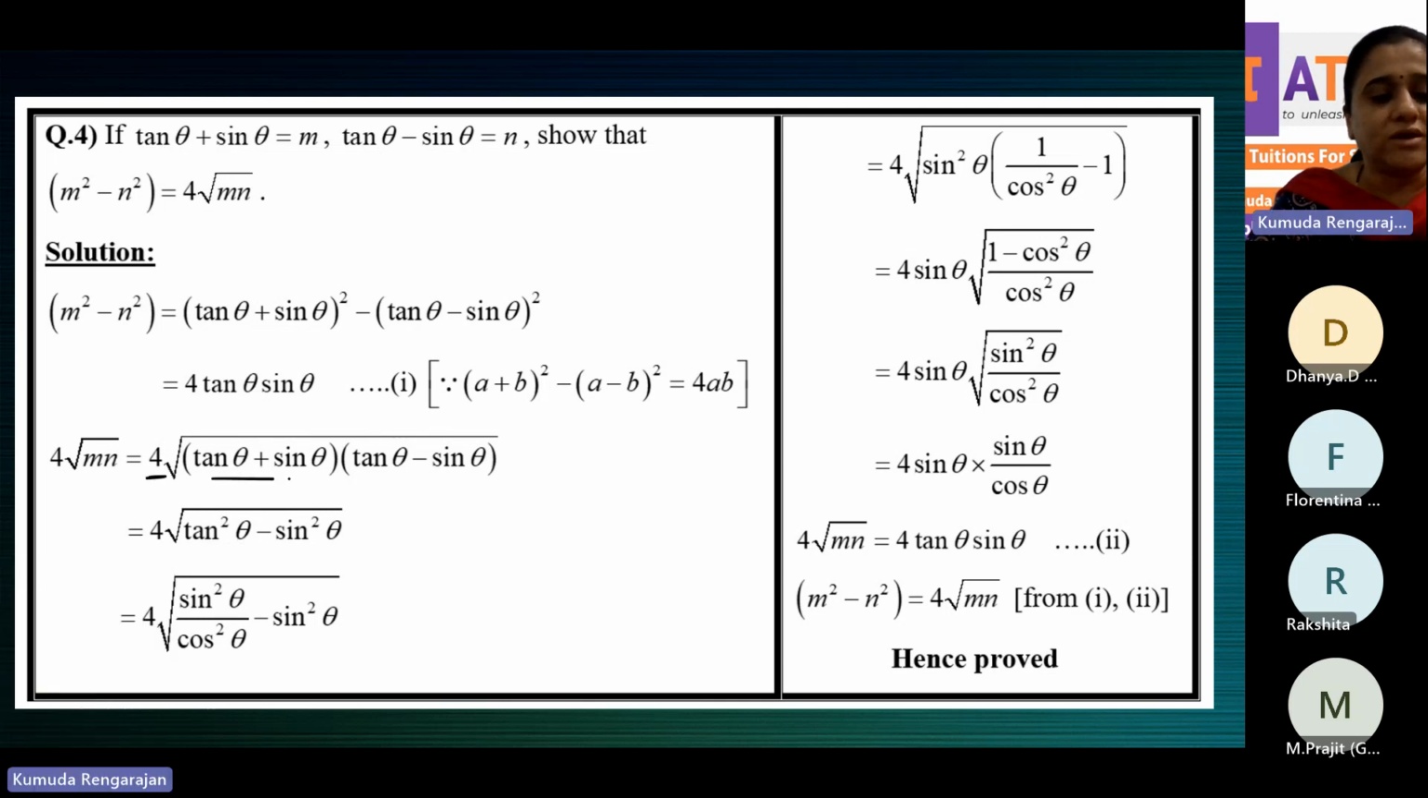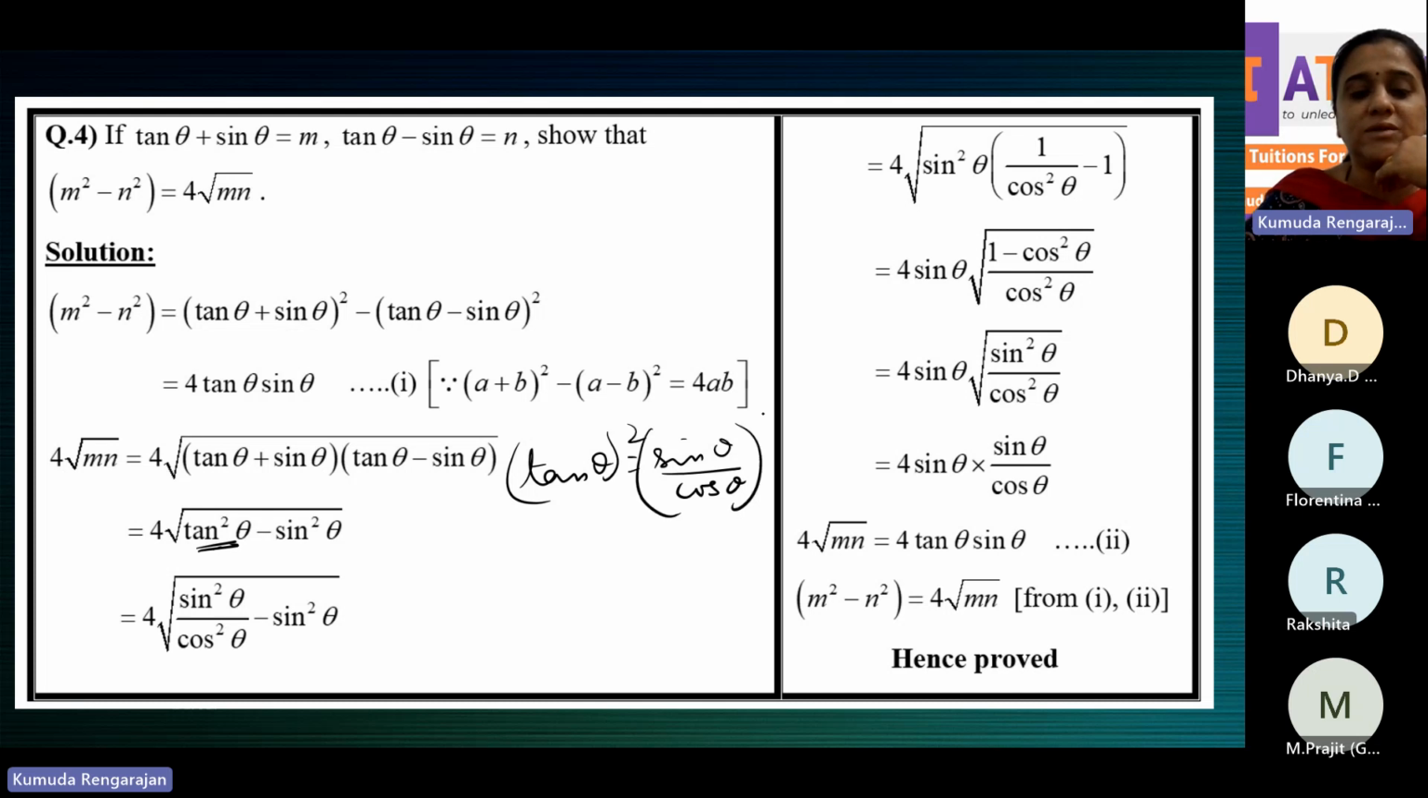After substituting 4 square root of m into n. After this, this is like a plus b into a minus b, which is a square minus b square. Tan square theta minus sine square theta. Now we need to continue. So we write tan in terms of sine and cos. So tan square theta, sine square theta, because tan theta is sine theta by cos theta. Now square this on both the sides. So you'll get tan theta the whole square is equal to sine theta by cos theta the whole square. So which means tan square theta is equal to sine square theta by cos square theta.